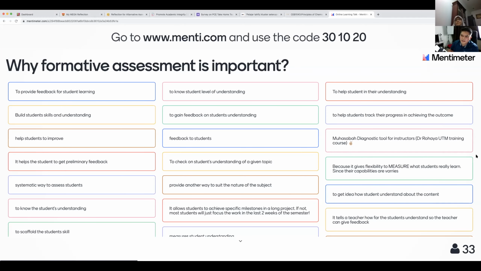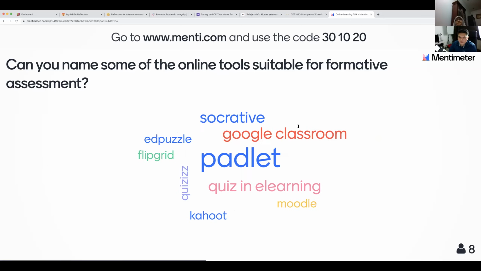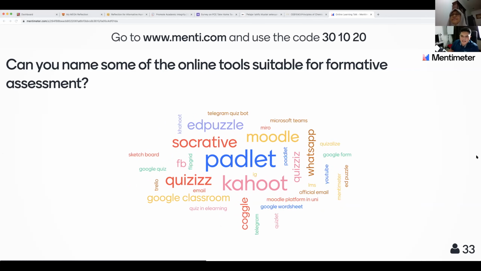So there is another question that I would like to ask you. Can you name some of the online tools suitable for formative assessment? What are the suitable tools that you can use to give feedback to the students? So you can see that again, I think many of you have known that there are a lot of tools that you can use for formative assessment, which are easily found. Sometimes they are free to use. I think you have undergone several courses before that exposed you to this kind of platform, right?